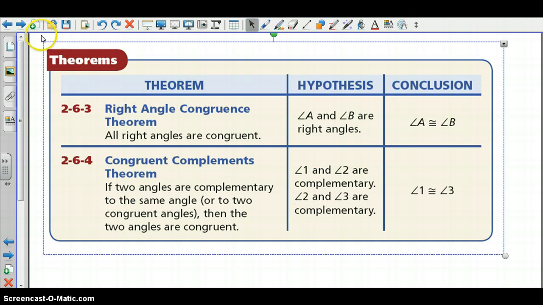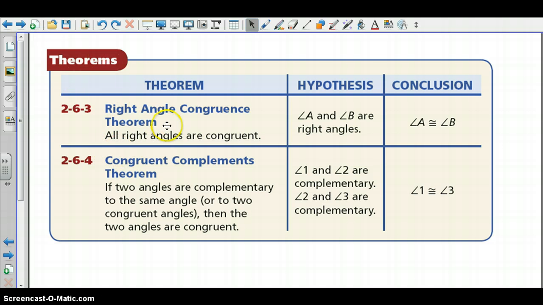And then we also have another theorem that we will use later on in the note packet, but this is theorem 263 and 264. Once again, they have proper names, so from here on out we will call them by those proper names. Right angle congruence theorem simply states all right angles are congruent. And that would be a very easy one for us to prove.